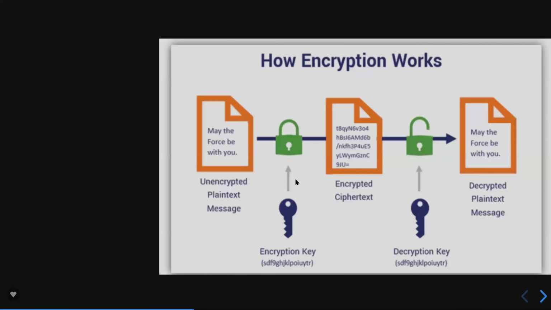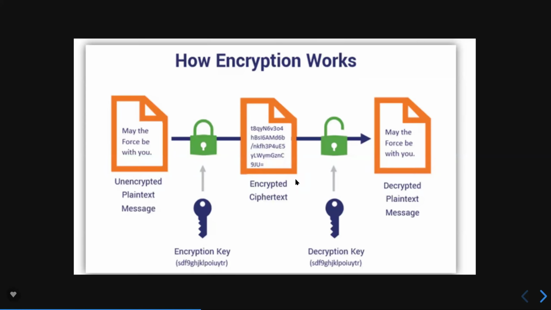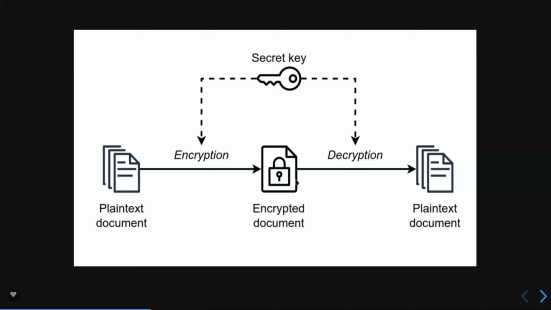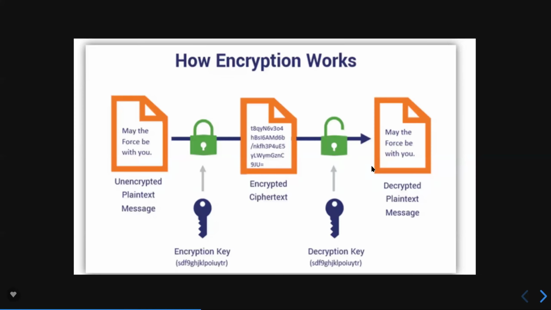So let's see how we are going to encrypt the data. Here in this image, what you saw is called symmetric encryption. That means you just used one key to encrypt and decrypt the data. You also have another type of encryption called asymmetric encryption. That means you use one key to encrypt the data and another key to decrypt the data.